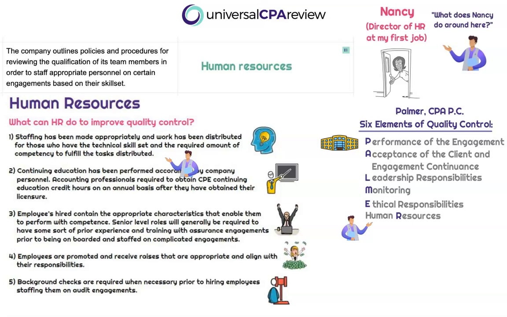Okay, so when I think about human resources, I think about Nancy. Nancy was the first person that ever hired me. She was the director of human resources at my first job. Nancy was a great lady, but Nancy also did more than just hire people. She was also responsible for ensuring that staff was assigned to certain engagements based on their appropriate skill set. It was up to her to make sure that an entry-level new hire wasn't managing a large engagement. Okay, so human resources is a very important department, and it is one of the 6 elements of quality control, and this is one of their roles and functions.